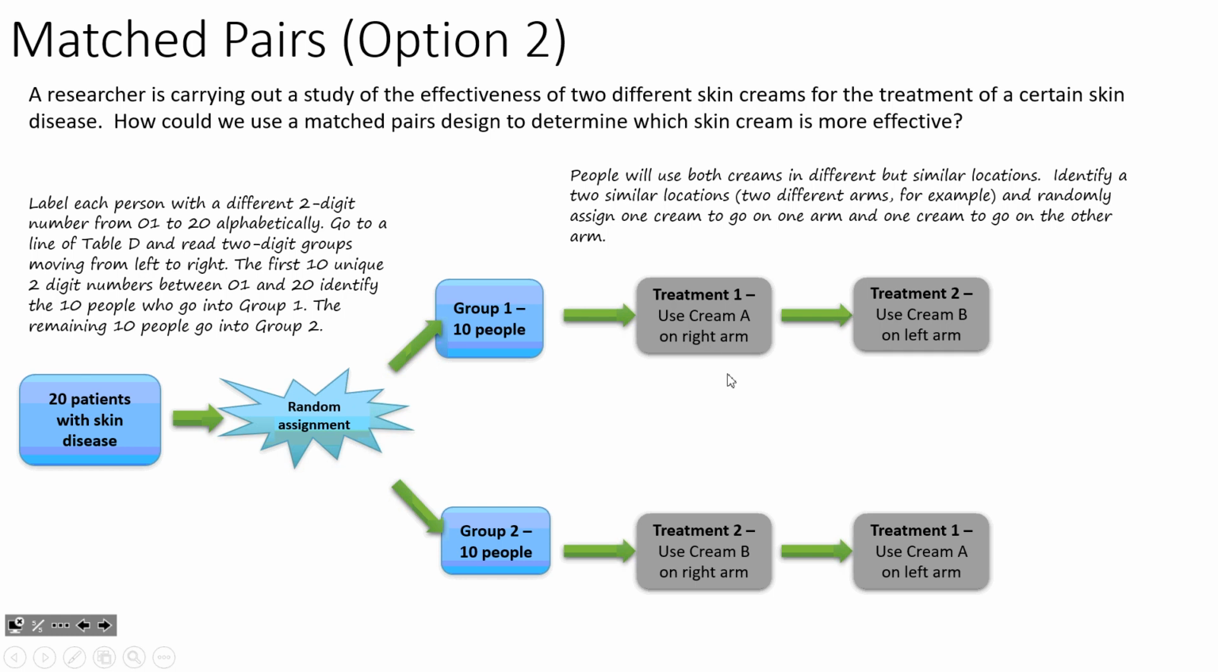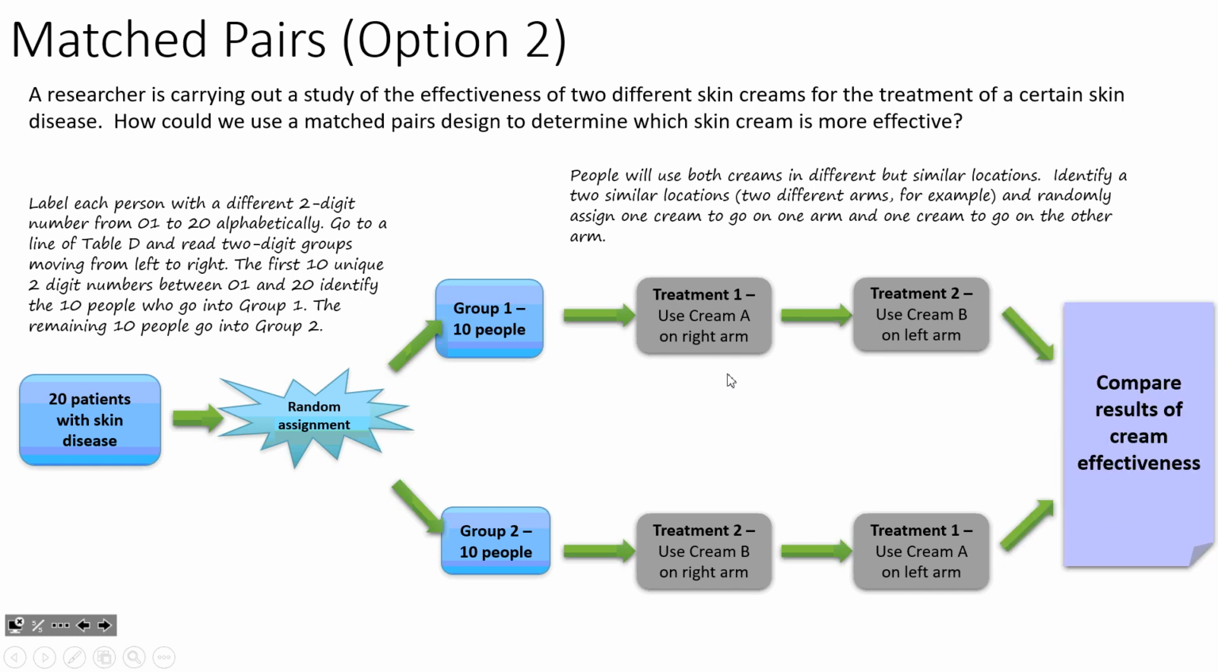Remember, we need our 4 principles of design. I would still want to randomize which arm gets which cream. And then I would compare the results of the cream effectiveness. So when I use each person as their own match, this kind of eliminates, or minimizes, the confounding variable of like how individuals react, how I react as an individual to the treatment. So that's my quick little overview.